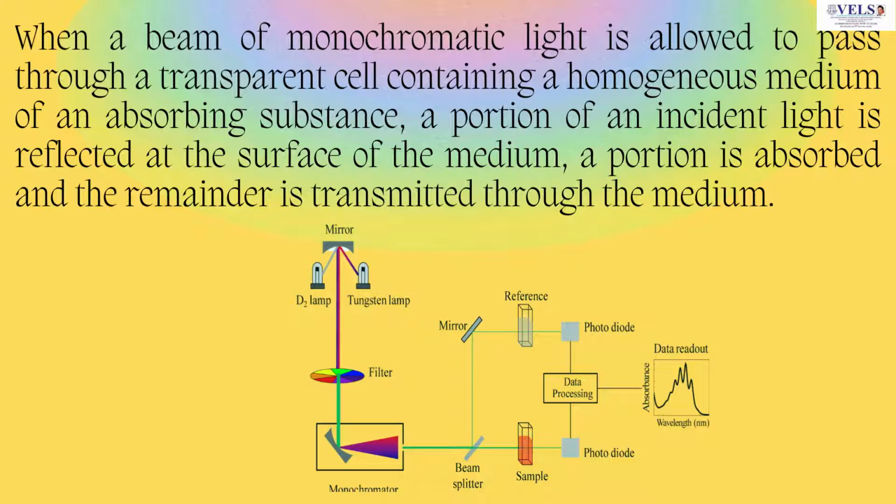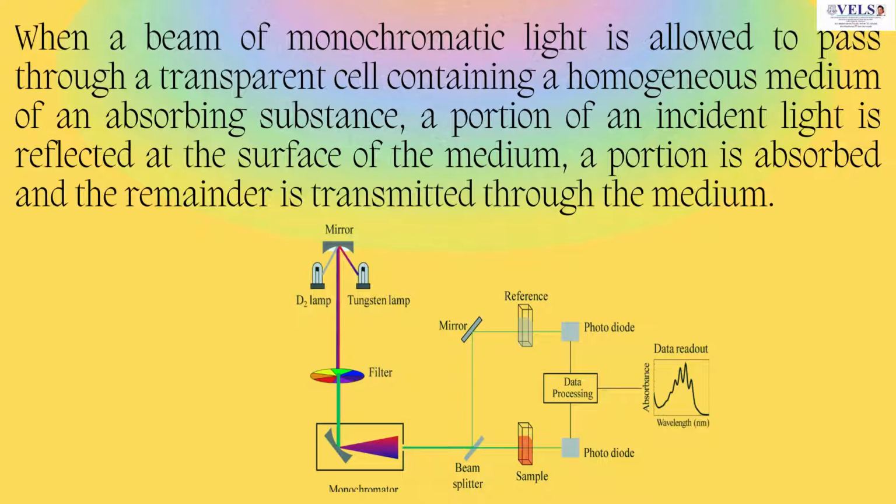The UV visible spectrophotometer contains two types of light source. One is the deuterium lamp and the other is the tungsten lamp. The deuterium lamp emits UV radiation, and the tungsten lamp emits visible radiation.